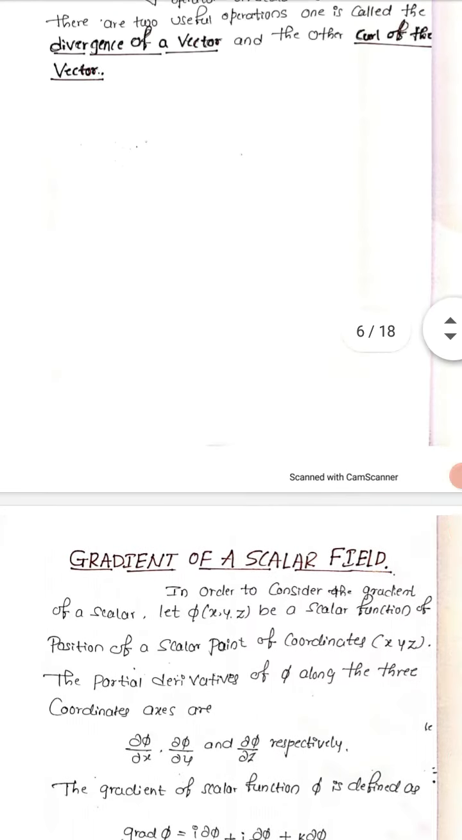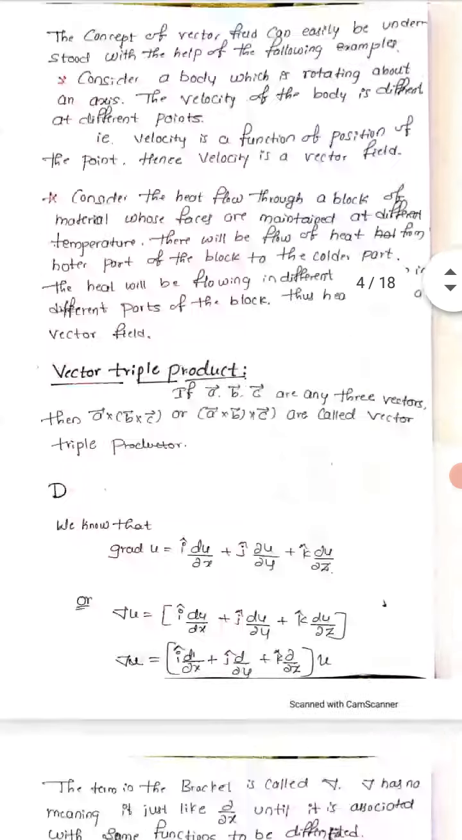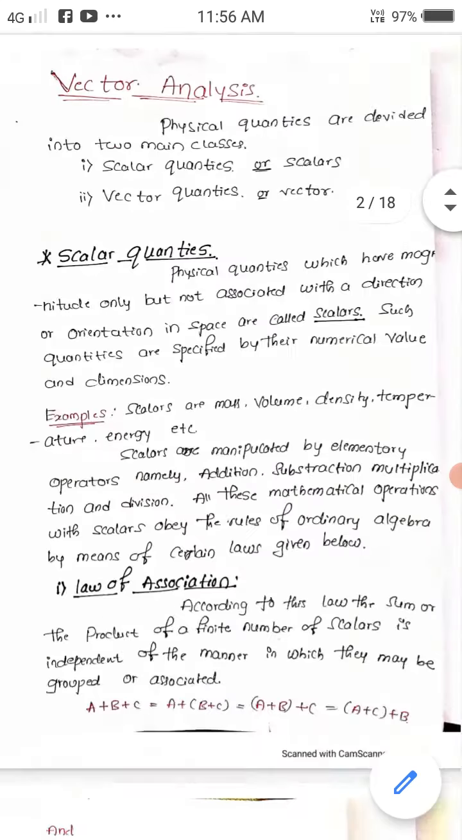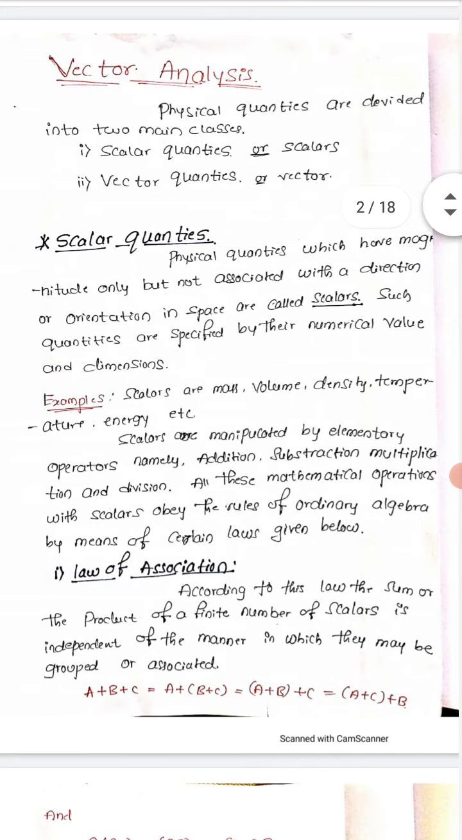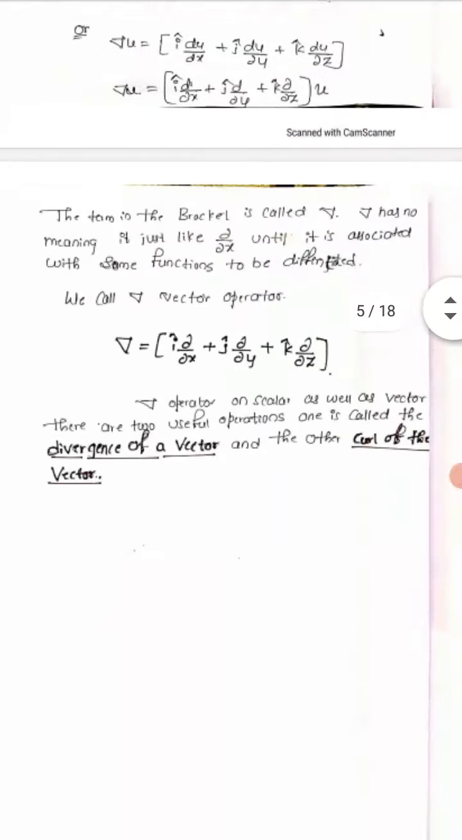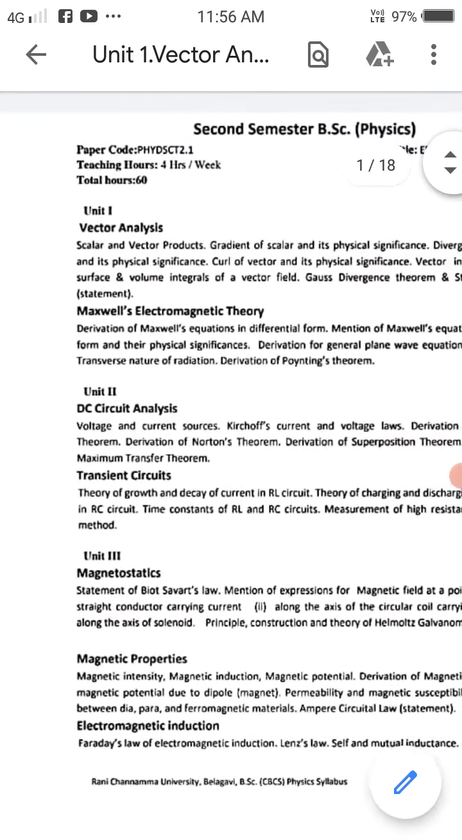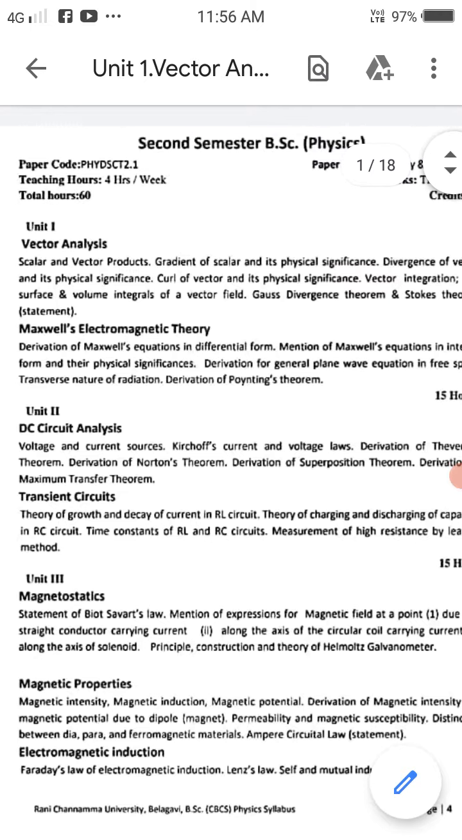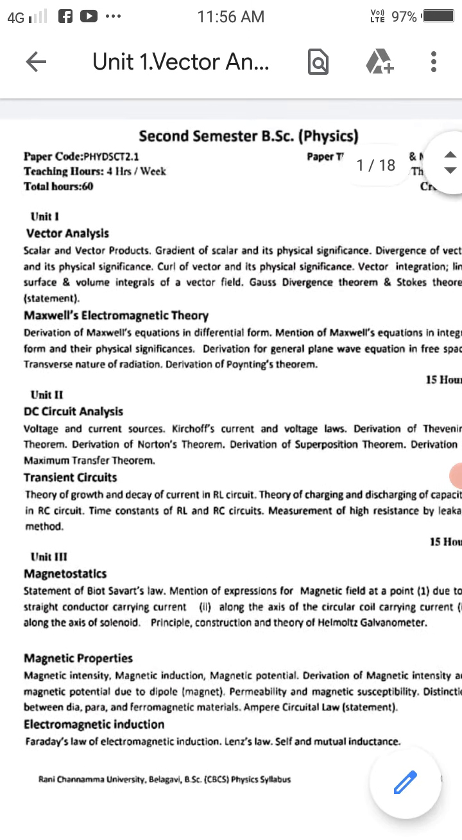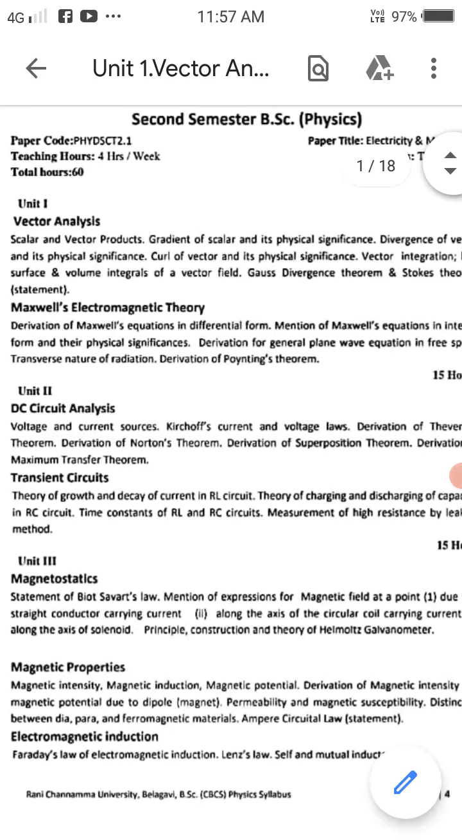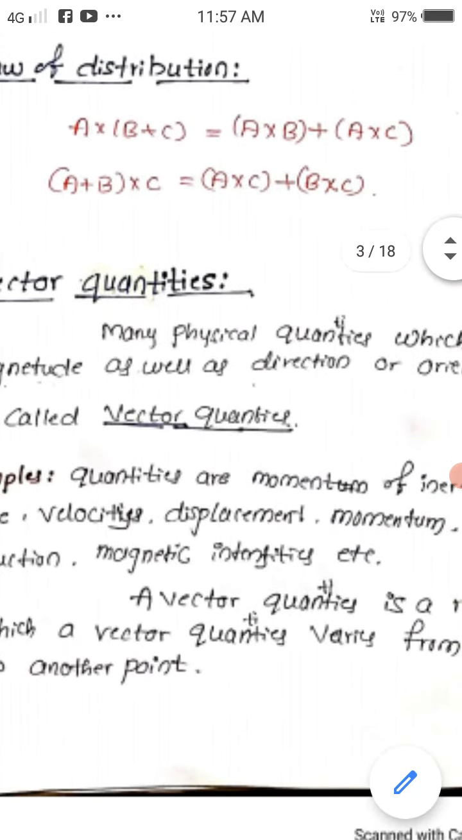Scalar quantities and vector quantities are completed. Then, the scalar and vector product, and the second point is the gradient of a scalar and its physical significance. Now we are going to study the gradient of a scalar and its physical significance.